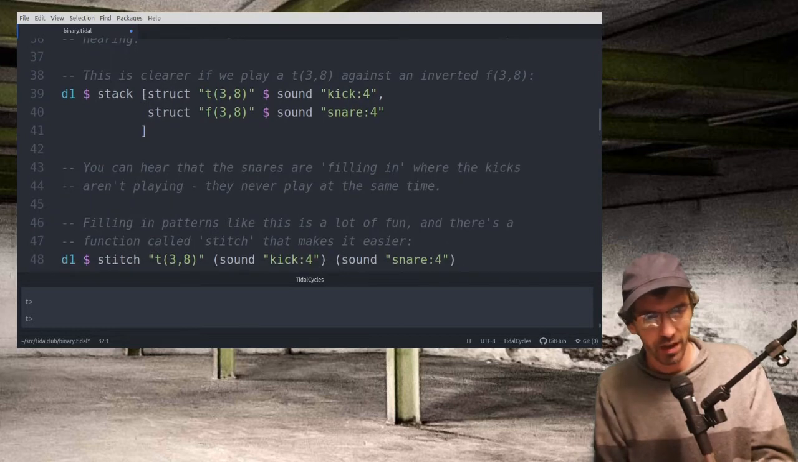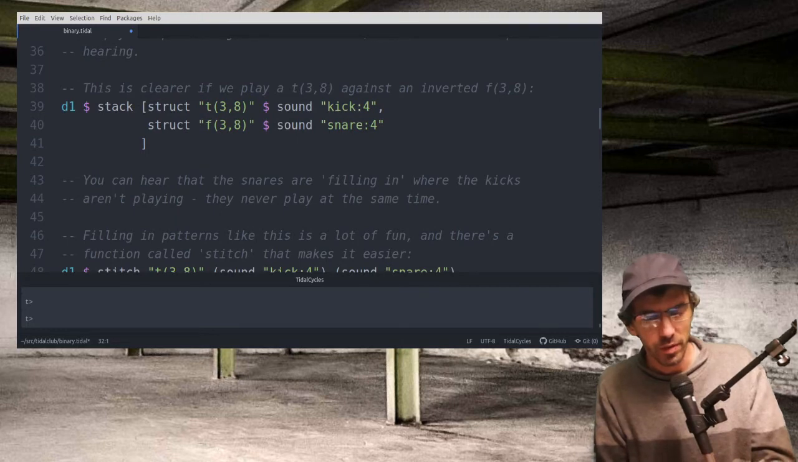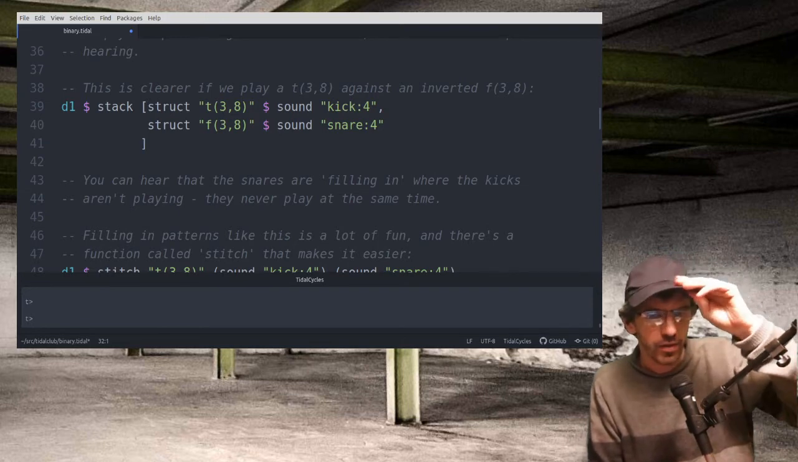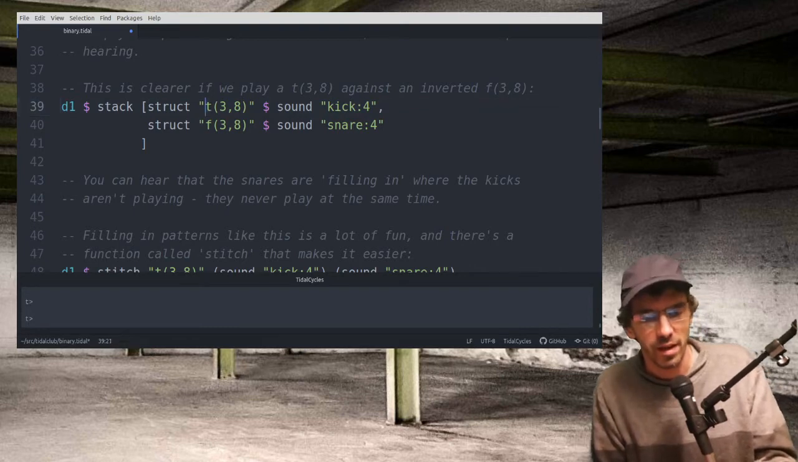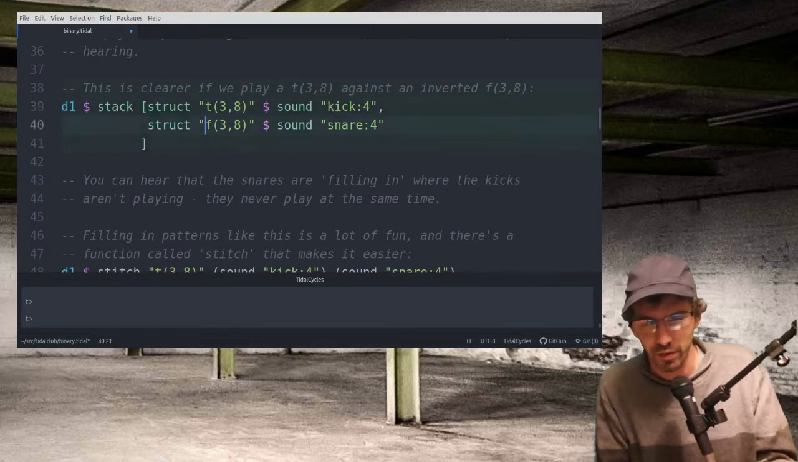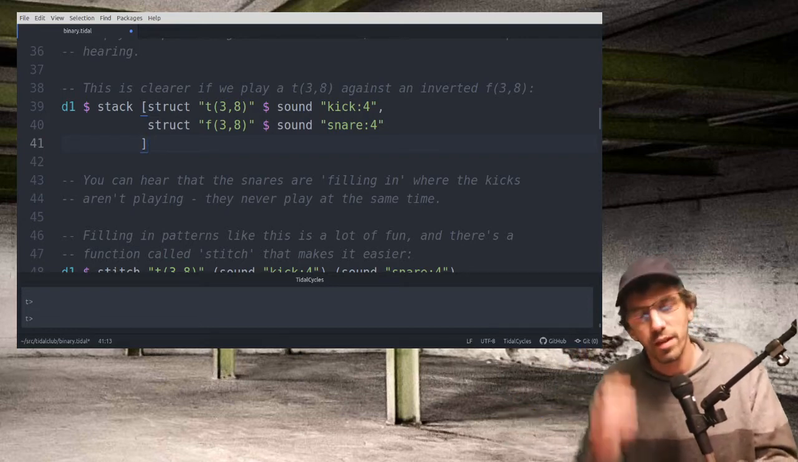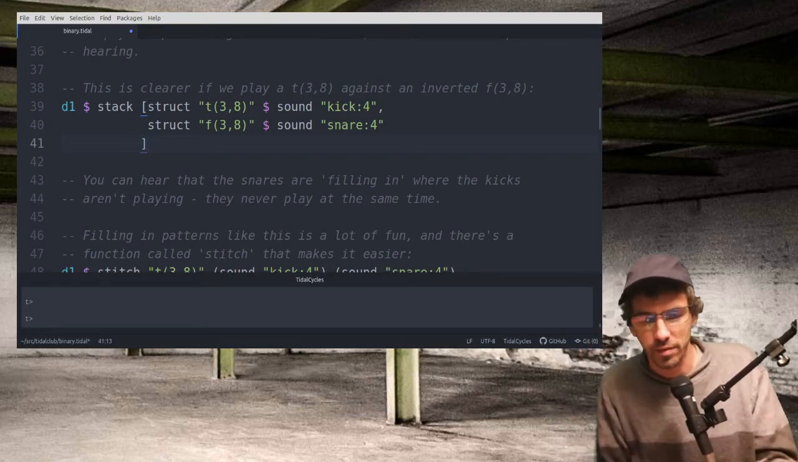So let's have a look at this stitch function I mentioned earlier. So a nice thing to do is to have one sound doing the true values and one sound doing the false values. So here I'm structuring this with a 3/8 Euclidean pattern, taking the true values and doing the opposite for the snare, so taking the false values. So you can hear it's all filled in. All 8 steps are now filled. 3 of them with kicks and 5 of them with snares.